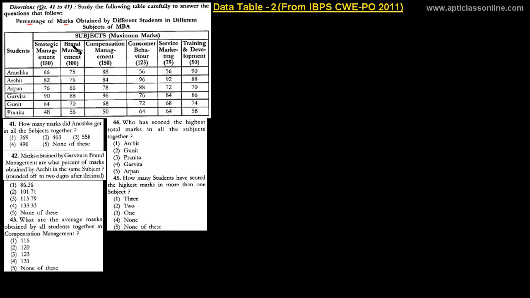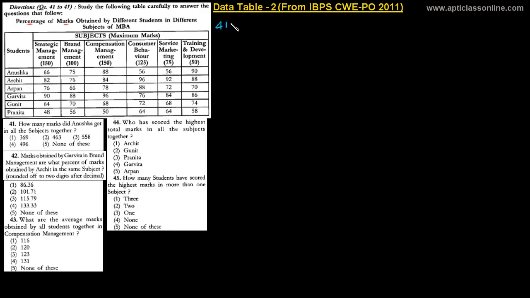In the same way, she is getting 75% marks in brand management, which is a 100 marks paper. So 75% of 100 is 75. So in this case, Anusha is getting 75 marks in brand management. Here also she is getting 88% in compensation management. So in order to get the actual marks, 150 multiplied by 0.88. So this is the only thing that we have to consider while solving the questions of this table. So let's go ahead and start solving the questions.